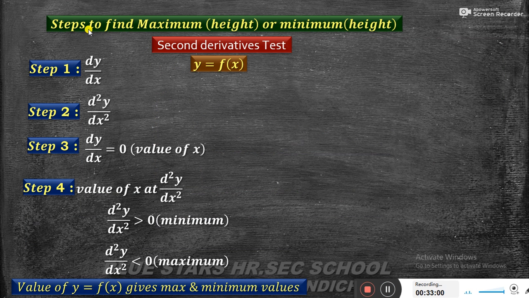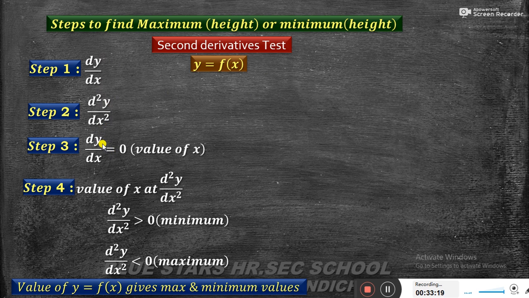So, the steps to find maximum or minimum. Now we find the maximum and minimum. First we find dy by dx, which means the first derivative. Next we take the second derivative. So y equals f of x is the function. From this we find the first derivative dy by dx and the second derivative d square y by dx square.